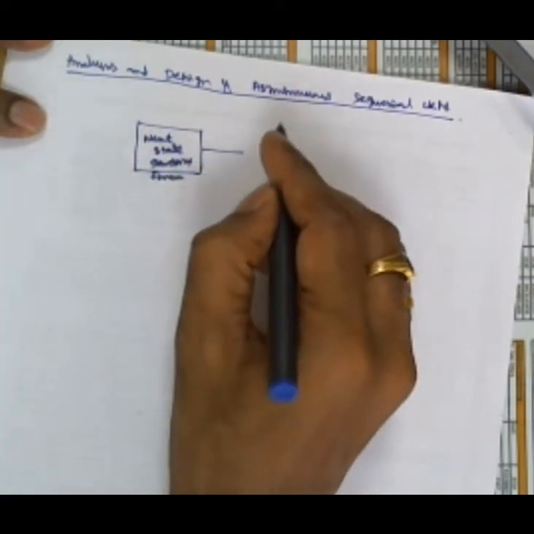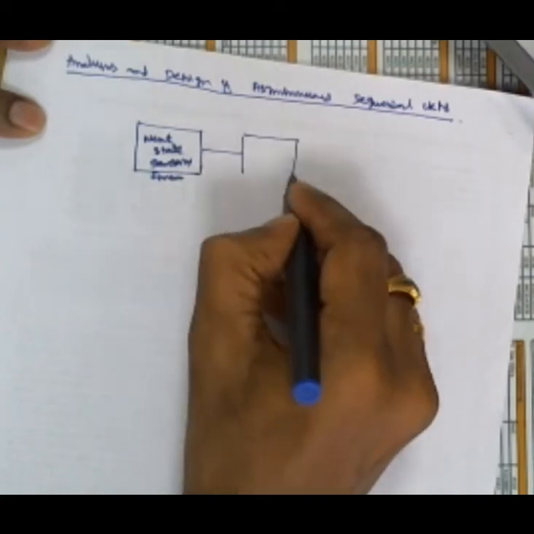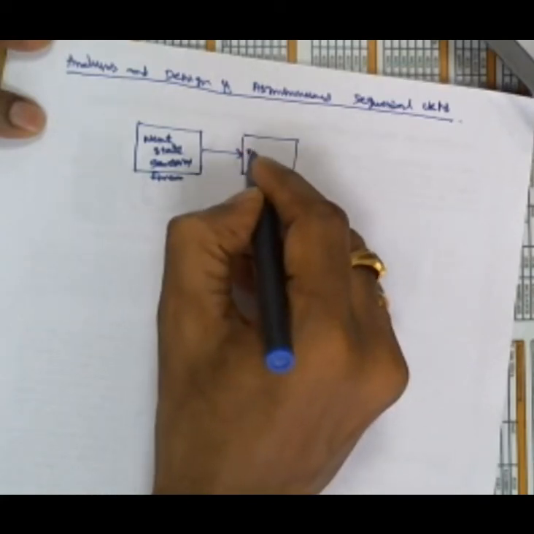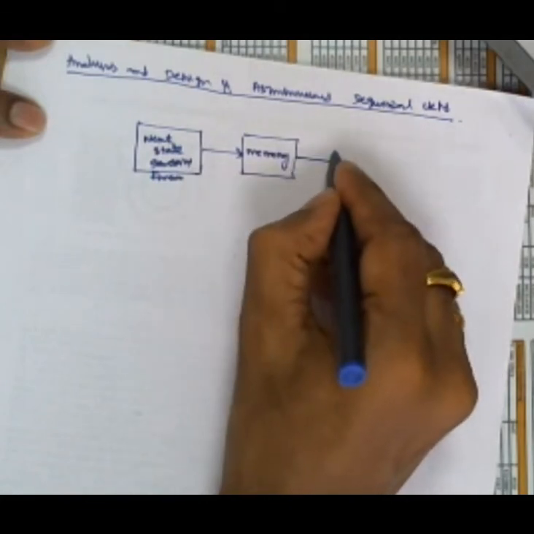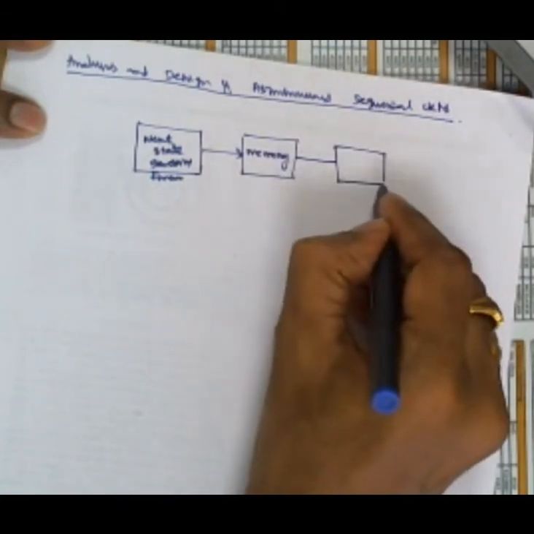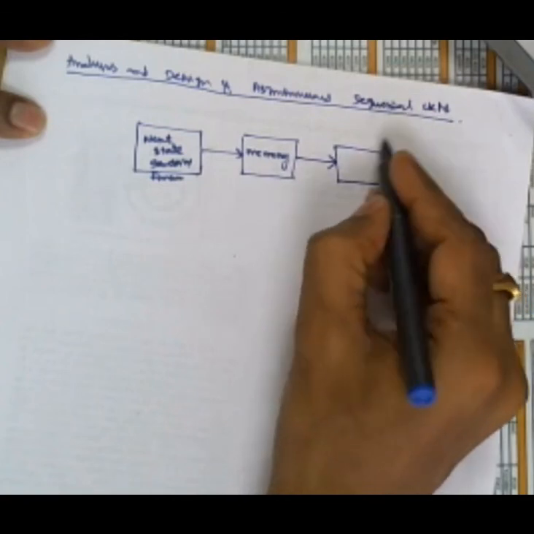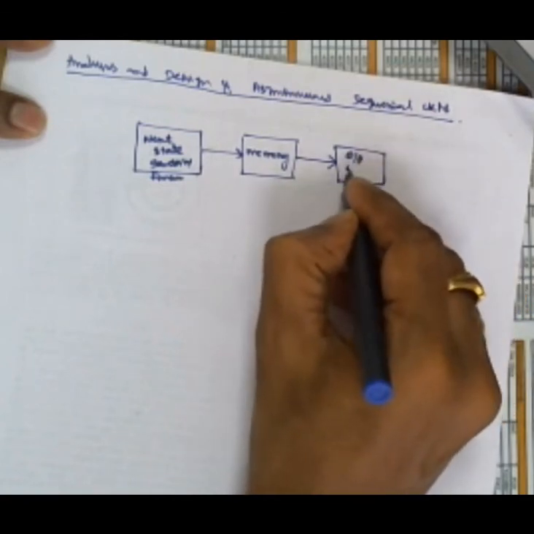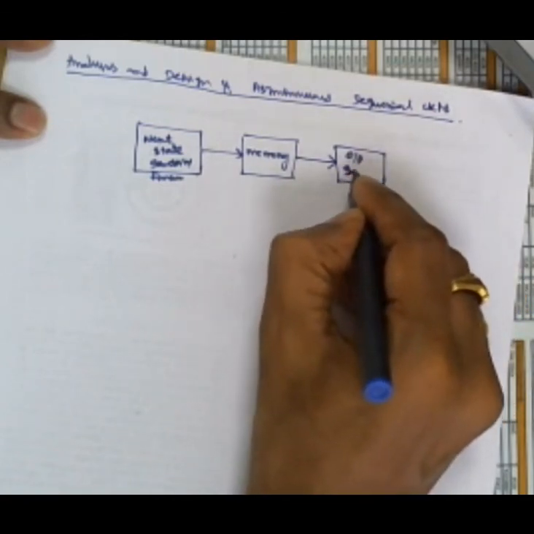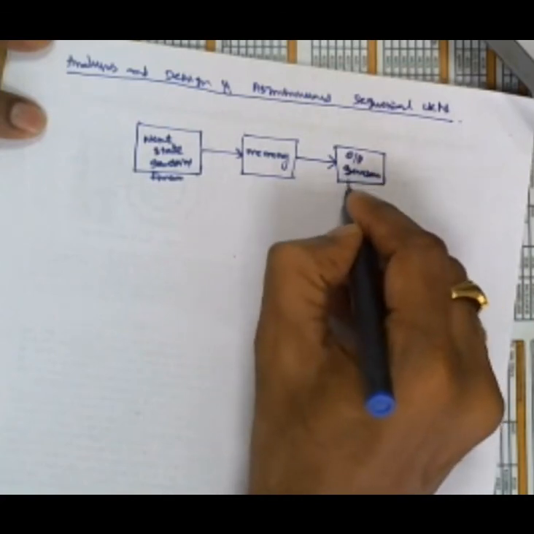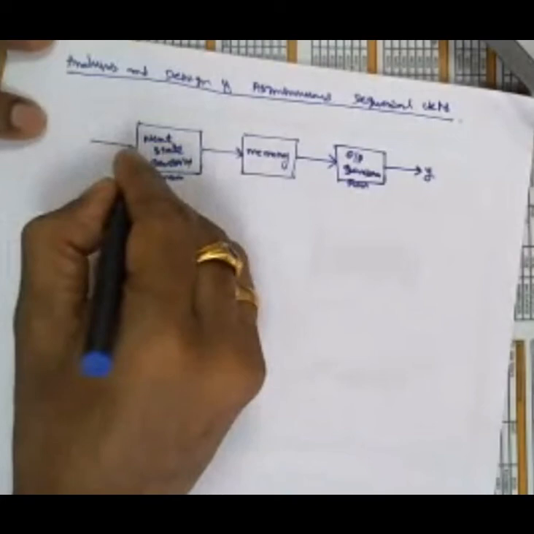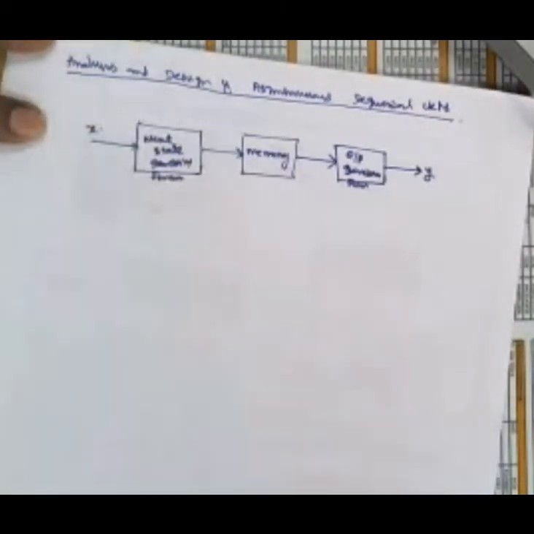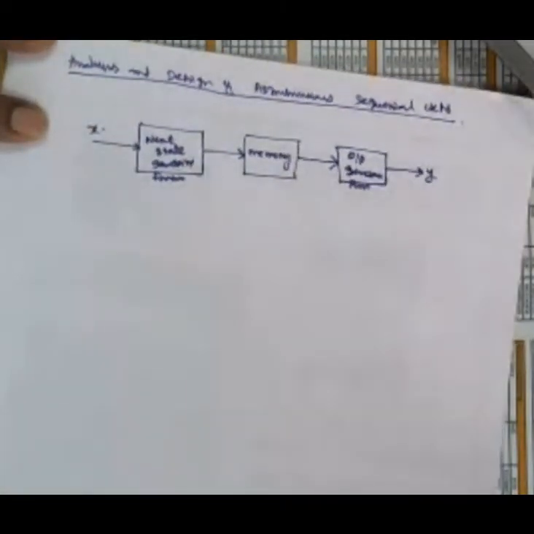Then this goes into memory. Then it goes into the output state generating function, the output generating function. Then Y, then X. I would like to give you one input here.